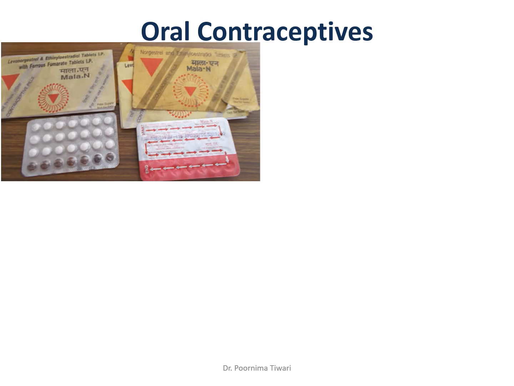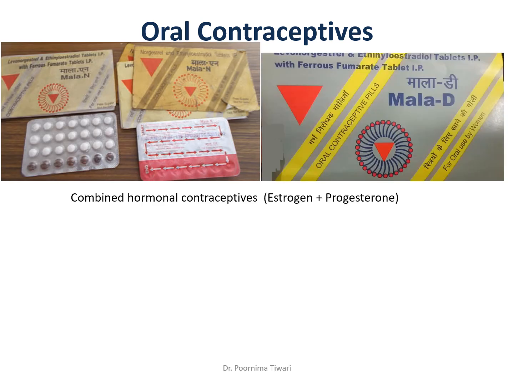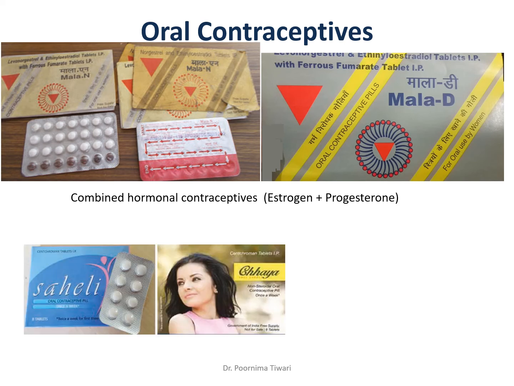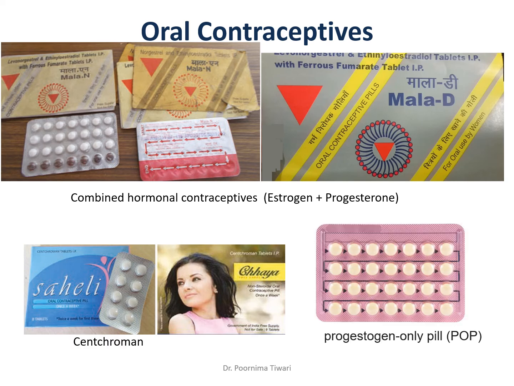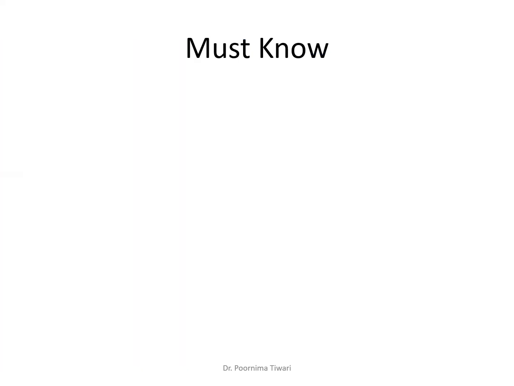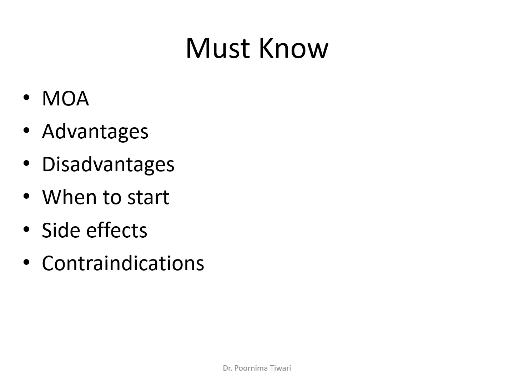Oral contraceptives Mala N, Mala D contain oral contraceptive pills. They contain both estrogen and progesterone. Then centchroman containing tablets and progesterone only pills. What should you know about oral contraception, mechanism of action, and all these?